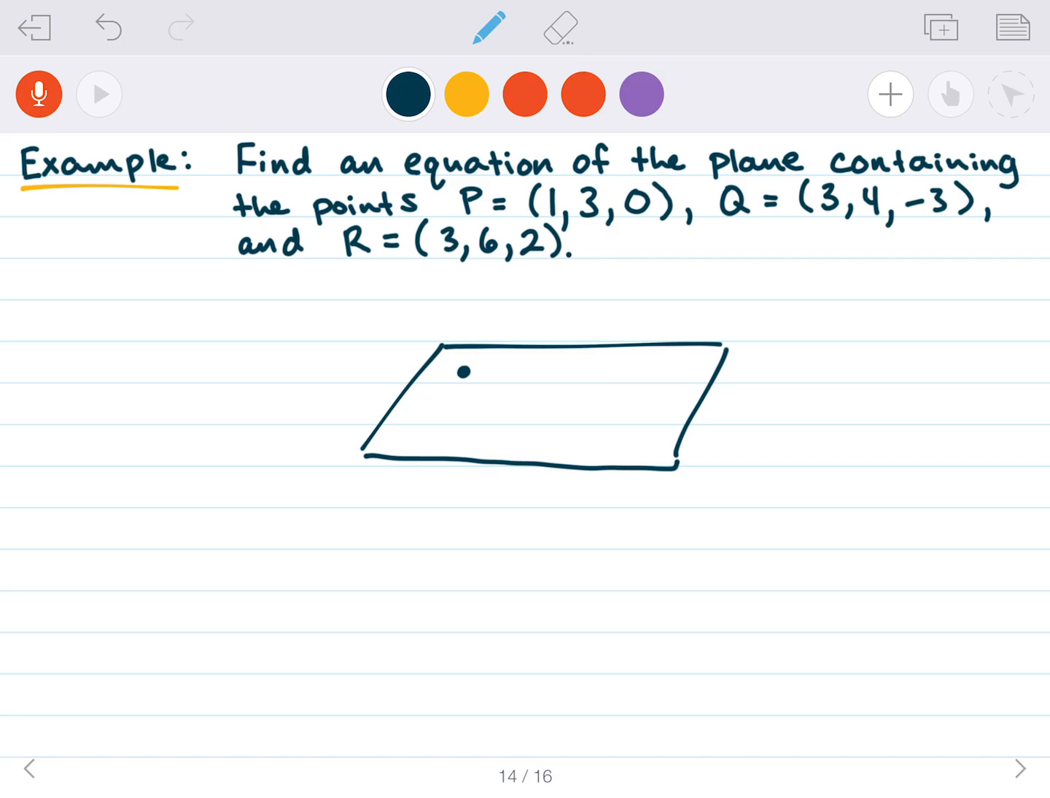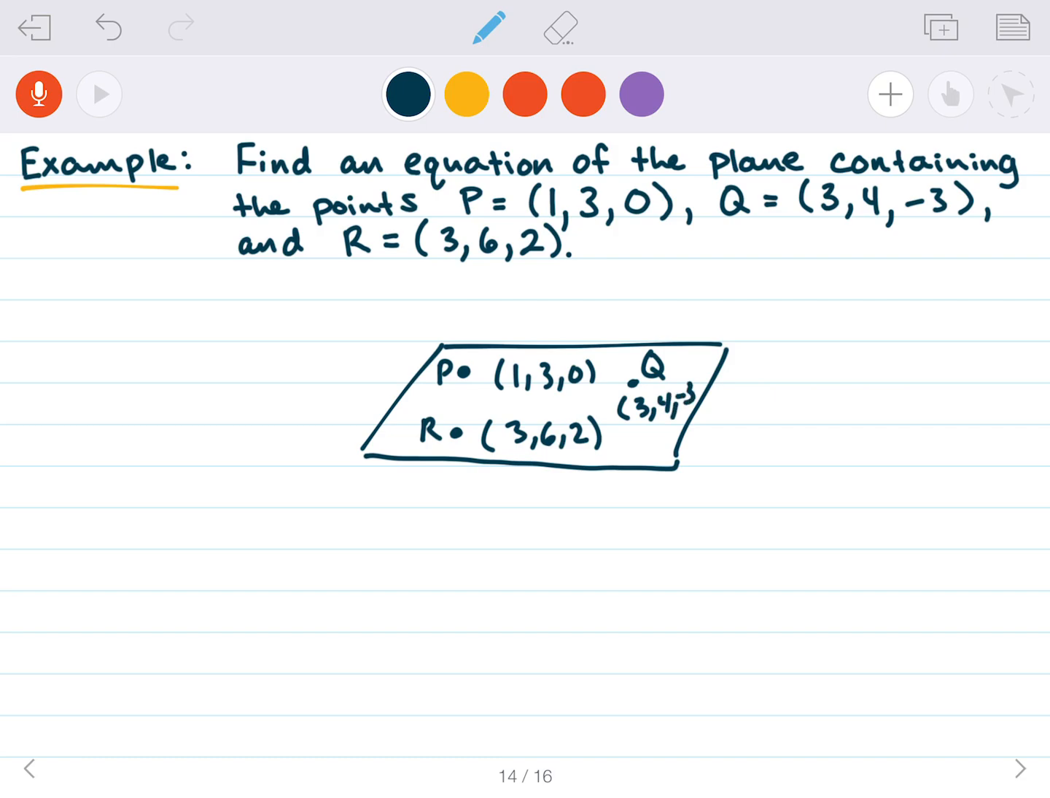So we have P is 1, 3, 0. That's P. And then we have R. Again, I'm not drawing this super accurately. But we have R is 3, 6, 2. And then Q is maybe over here. And that's 3, 4, -3.